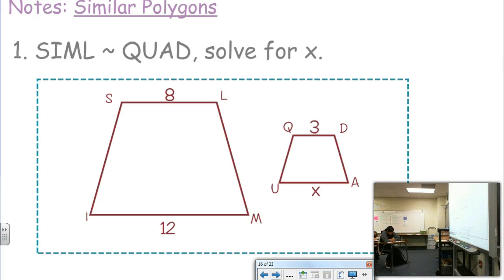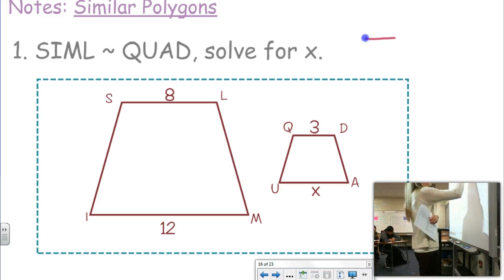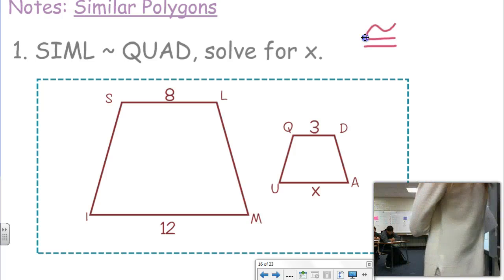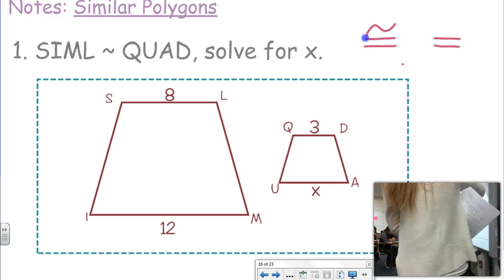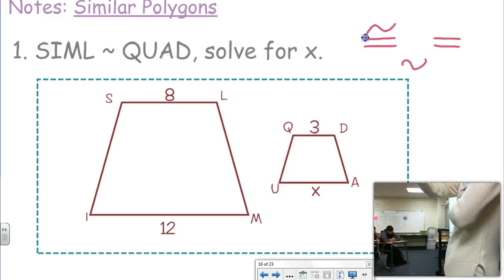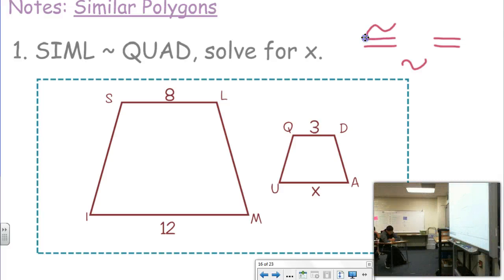Do y'all know what that squiggly symbol means? What does this symbol mean? Congruent. What does this symbol mean? Equal. What do you think this symbol means? Similar. Okay? So, quadrilateral SIML is similar to quadrilateral quad, solve for x.